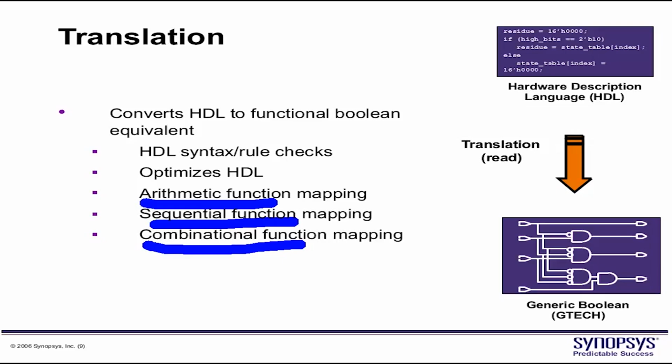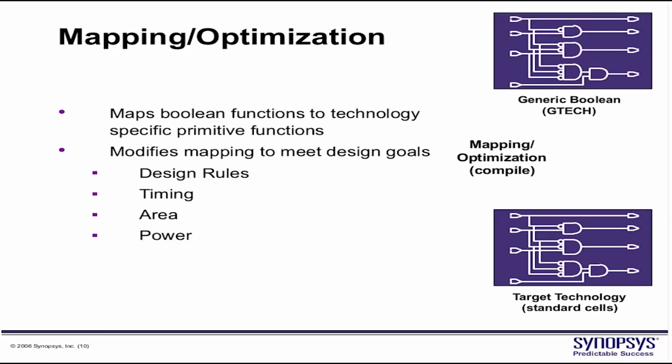All this mapping is still done at generic Boolean stage, at a GTECH stage. The second and third parts of the process are combined together. We call it mapping or optimization. It maps Boolean functions to technology specific primitive functions. It modifies mapping to meet design goals. So this part here is actually the optimization part.